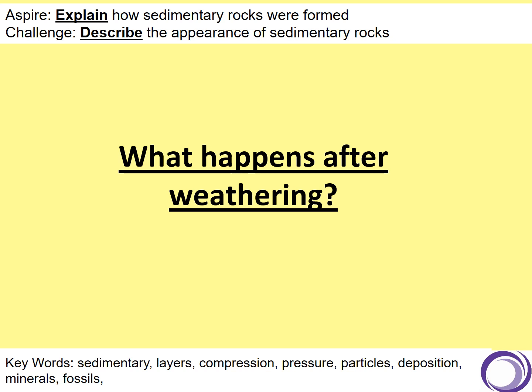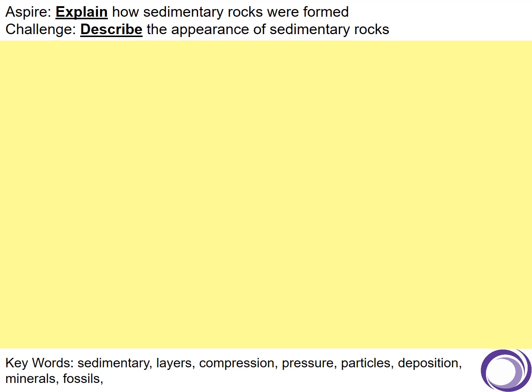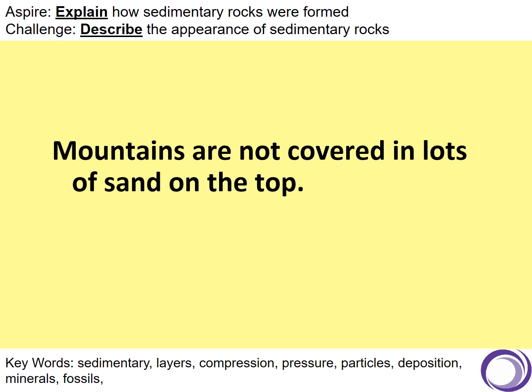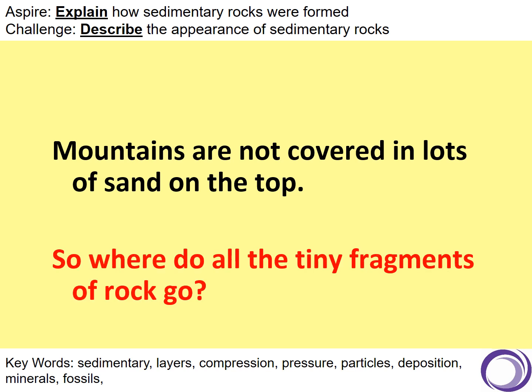So we need to move on and work out what happens to the rocks after weathering. We know that weathering breaks down large rocks into much smaller particles and eventually into fine particles like sand. But mountains aren't covered in lots of sand at the very top of them. So our question is, where do all those tiny fragments of rock go and what happens to them?